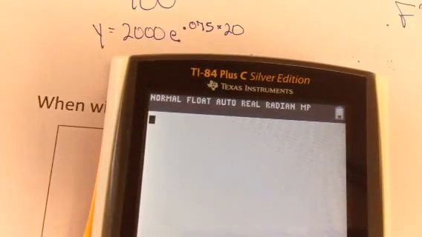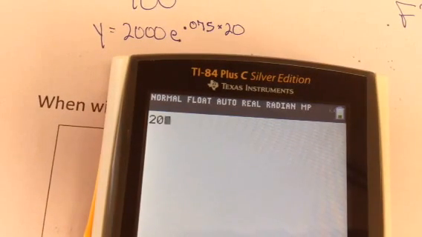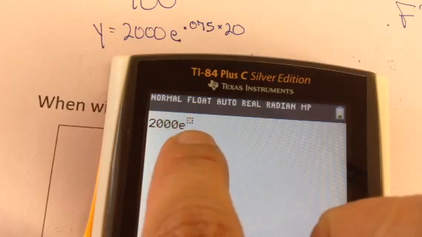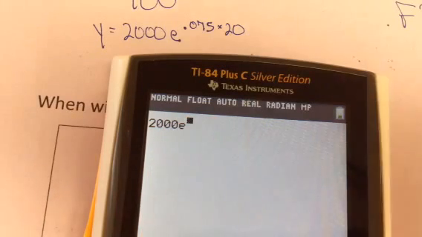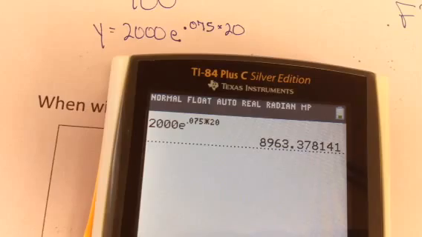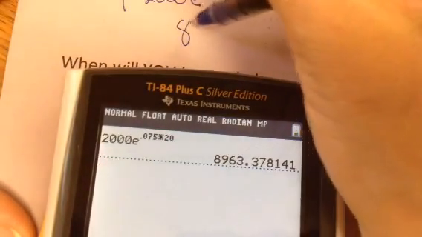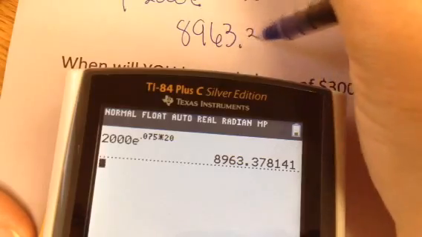So turn on your calculators, and I would encourage you guys to practice this because third hour ran into a lot of problems when they weren't practicing with the notes. So 2,000. I'm going to press the second and LN button to get the e that builds in the exponent. If you have the older operating system, it will start parentheses for you, so you don't need to start the parentheses. 0.075 times 20. And again, the older operating system, close those parentheses, and there's your amount. So when you're done, you're going to get $8,963.38.